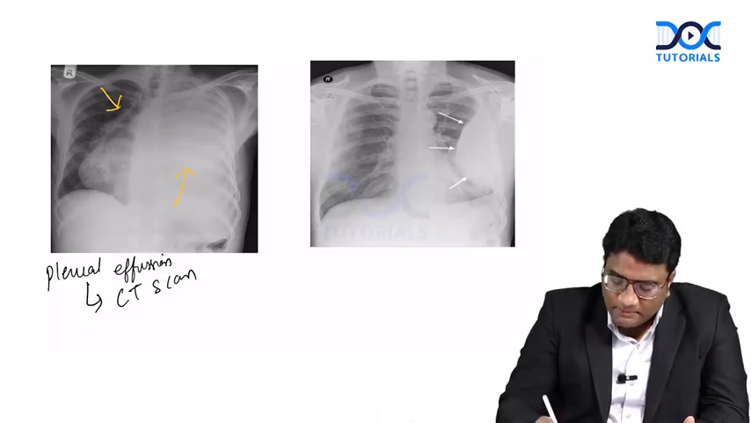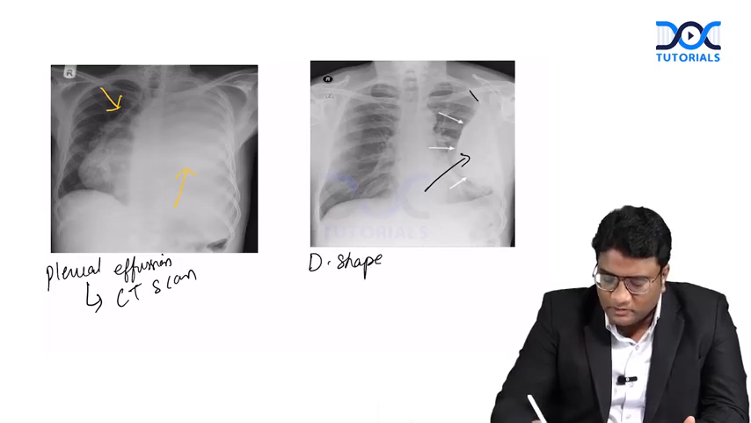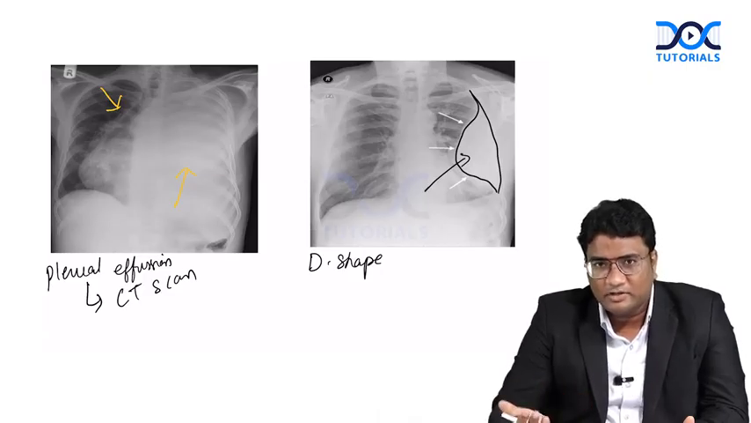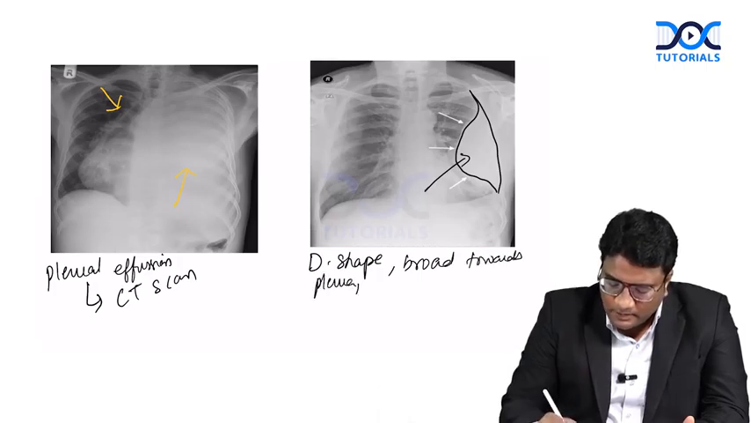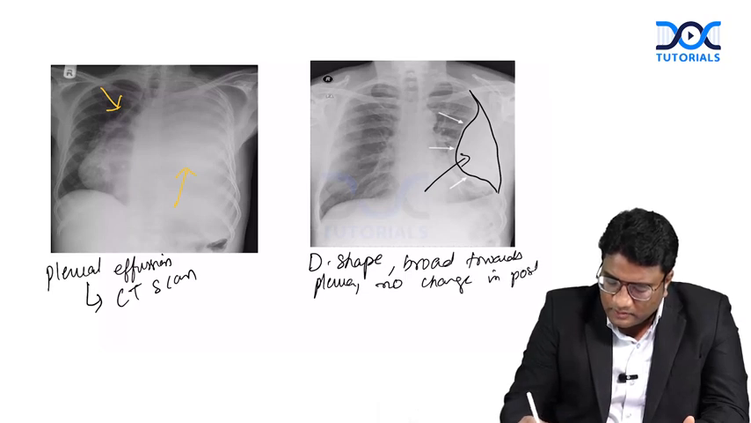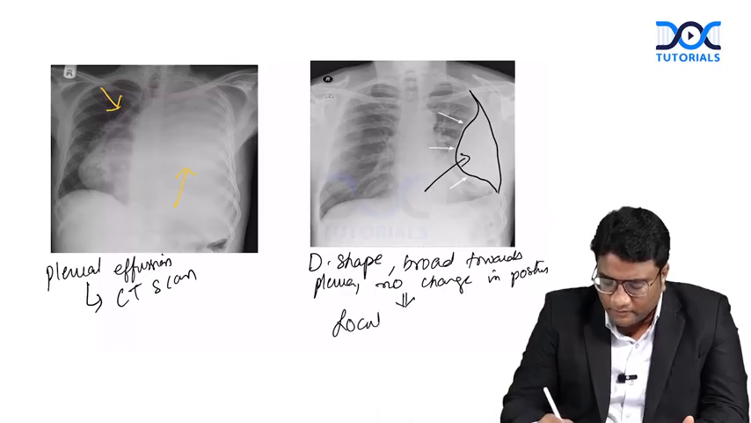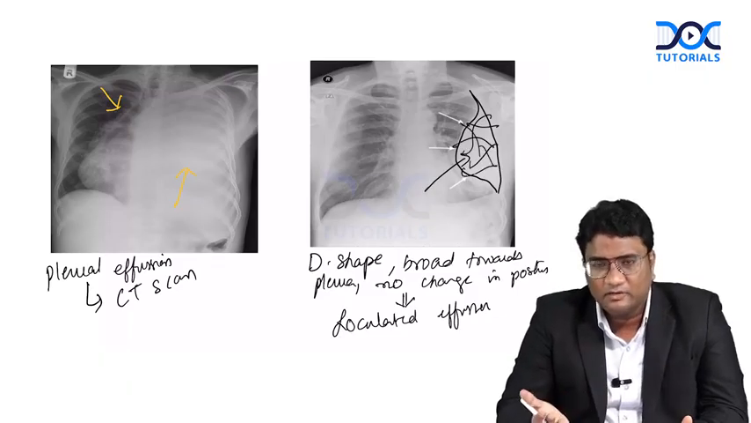And what is this D-shaped collection that you are seeing? D-shape, broad base towards the pleura, attached to the pleura. And even if you put the patient on a lateral decubitus view, it does not change position. So even on a lateral decubitus view, it does not change position. This is suggestive of loculated effusion. Because of multiple septations and locules, even when the patient is turning, it is not changing position.